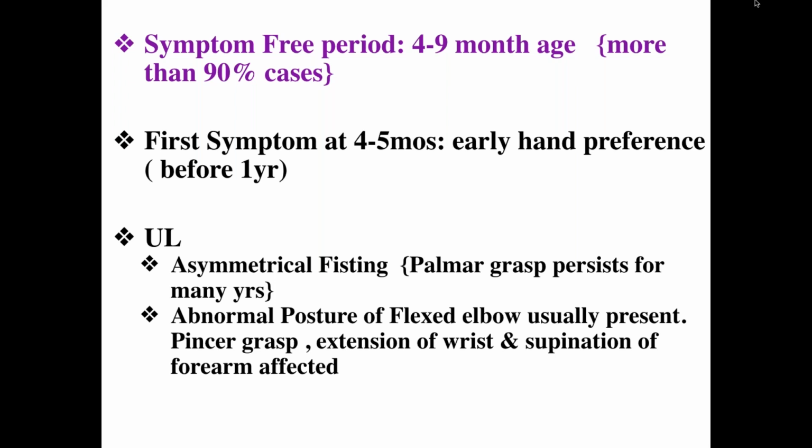So the first symptom which is usually noticed is early hand preference because of the involvement of one side of the body, that the upper limb is not used. So fine motor skills like going for the object or opening of the fist occur much earlier than, say, sitting and standing. So the first thing that is noticed is asymmetrical going for the object. So the child has early hand preference. There is asymmetrical fisting. Later on, only when the child starts to stand or walk or crawl, the involvement of the lower limb is noticed.